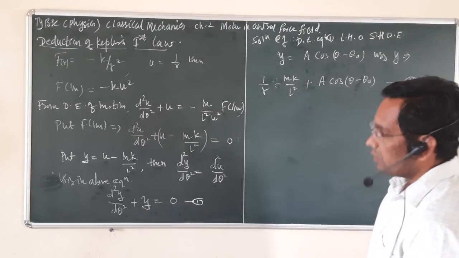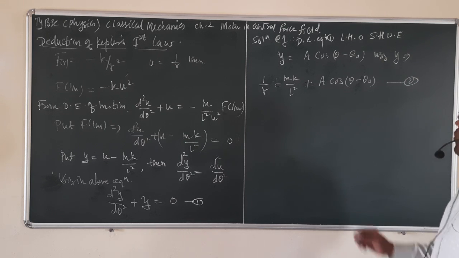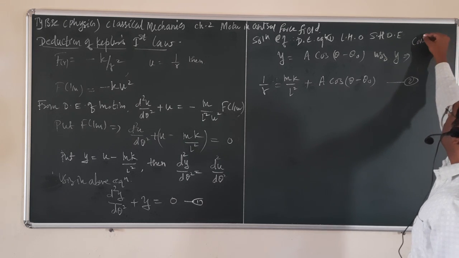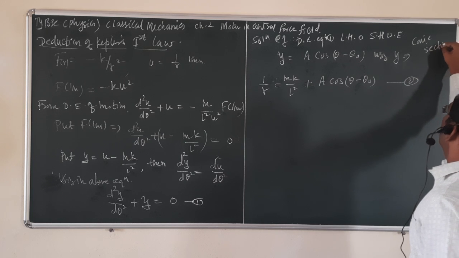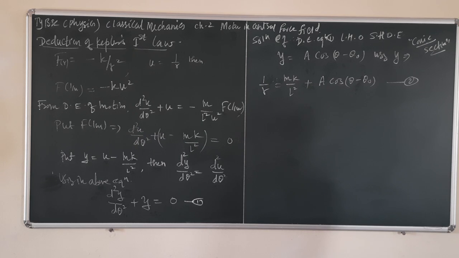Now we have to convert equation number 2 into known forms. What are those known forms? We know the equation for conic sections. You must have studied the equation for conic sections in the 12th standard mathematics book. Conic sections are what? Hyperbola, parabola, ellipse, circle, all those are conic sections, and all those have different equations.